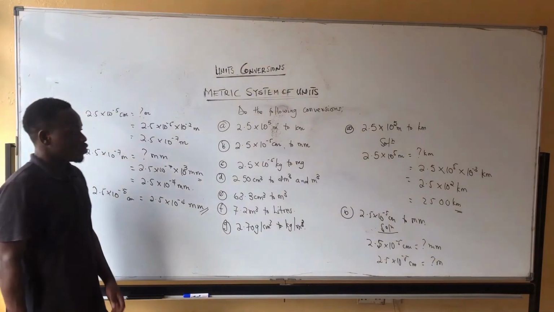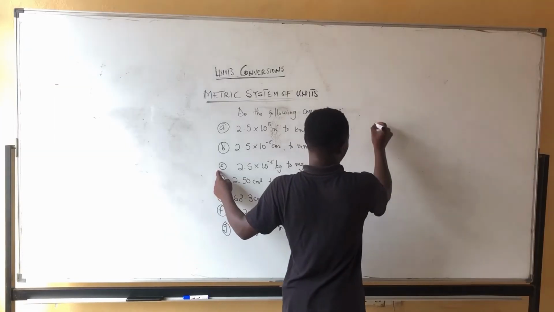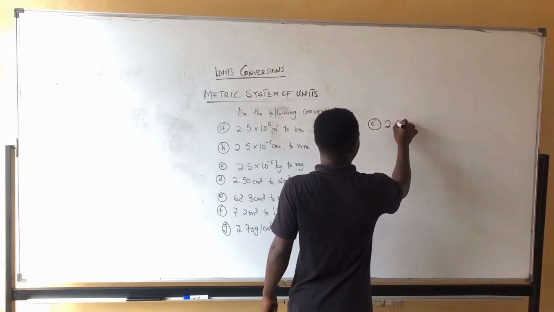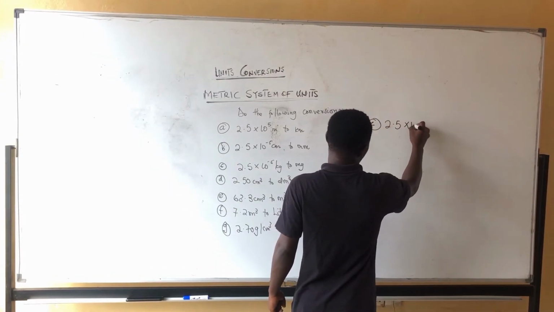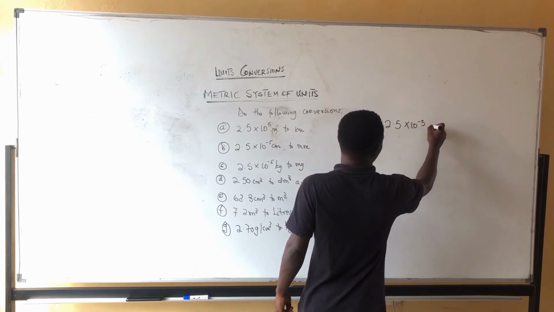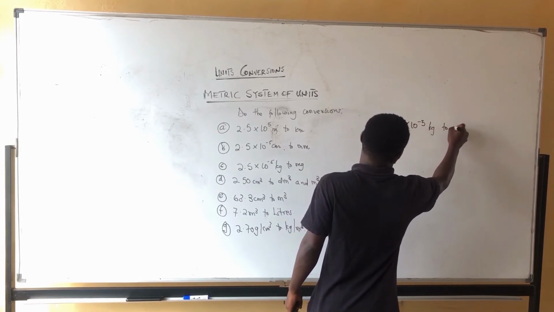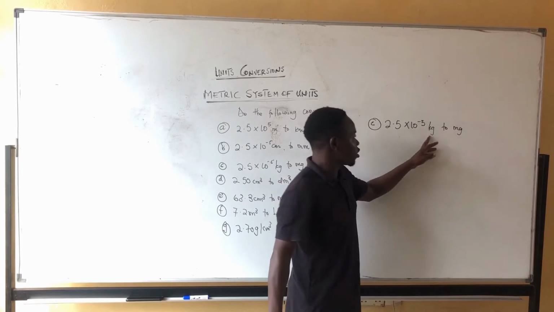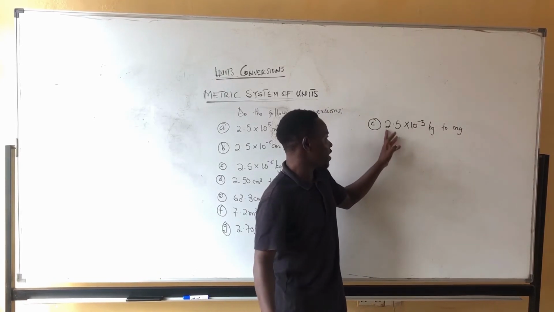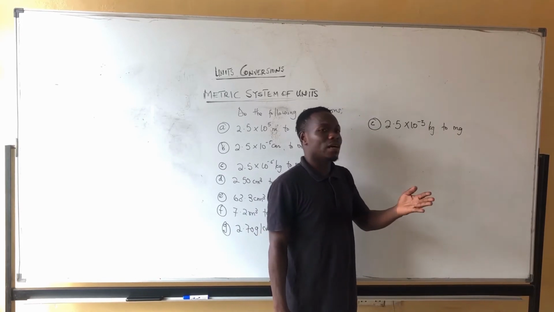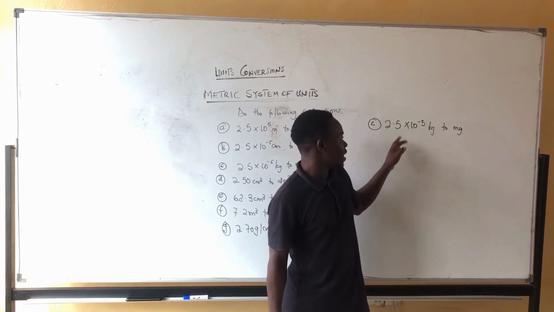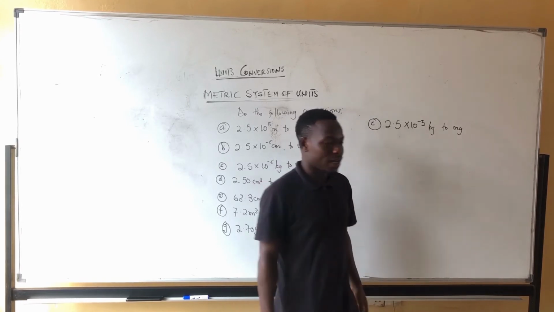Right, so we are moving on to the third question. Question C: 2.5 times 10 to the power negative 5 kilogram to milligram. We expect that the kilogram is a bigger unit, so if you convert the kilogram to milligram, the answer should be bigger. I'm expecting that the answer I'll get in milligram should be way bigger than this value numerically.